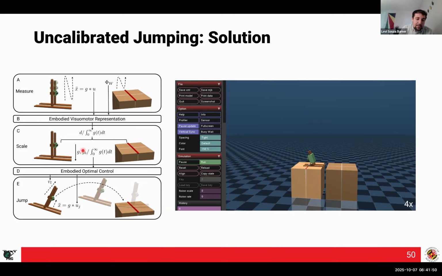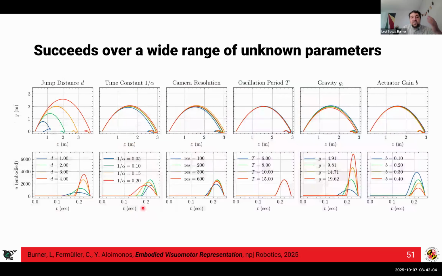And you get a big convex optimization problem to do this. Finally, we have an optimal control problem we solve. It's a basic ballistics problem for the input that will make you jump the gap, all in the embodied units. And then you execute it, and the robot succeeds. We tested this. Of course, this is in simulation, so it works over a lot of conditions, but we tested it anyway. You can change the jump distance, and the robot will always jump the right distance.